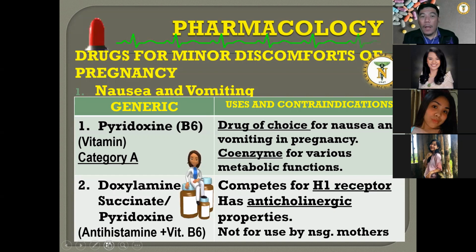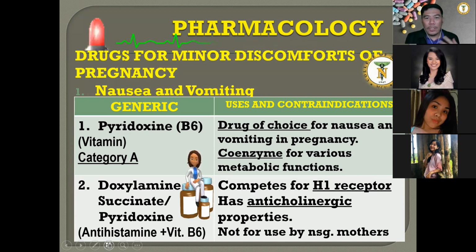So let us now proceed to the drug of choice. You may now observe why I consider it the drug of choice, because number one, pyridoxine or vitamin B6 is category A. So we are aware that category A is safe and has sufficient studies as well. So the drug of choice for nausea and vomiting is pyridoxine. This is usually integrated as board exam questions.